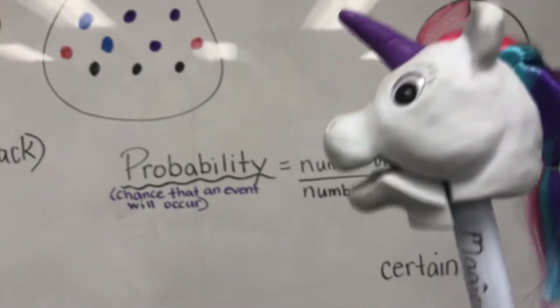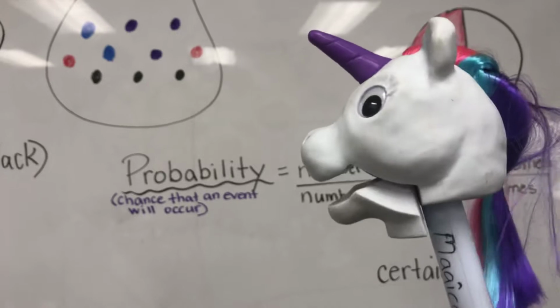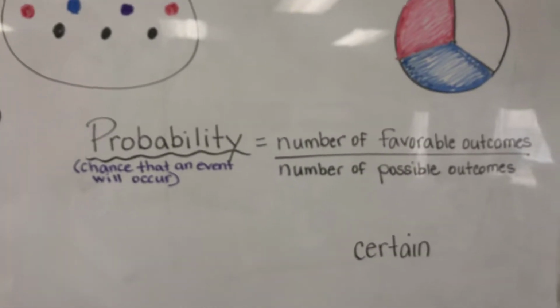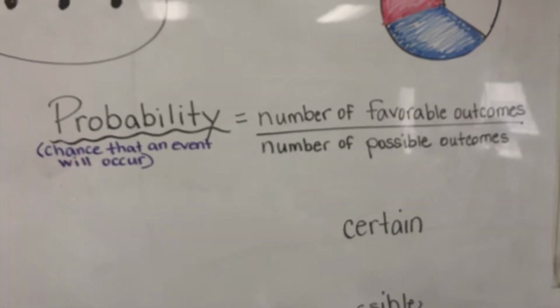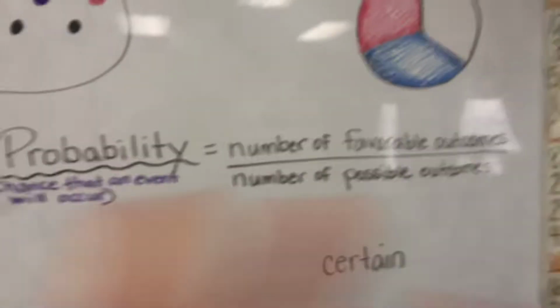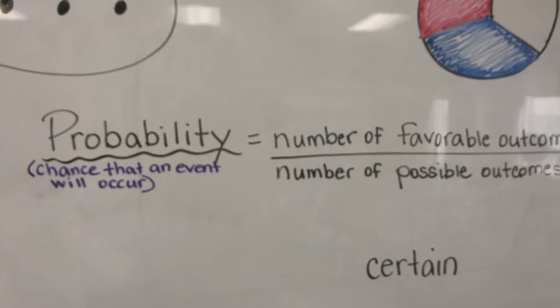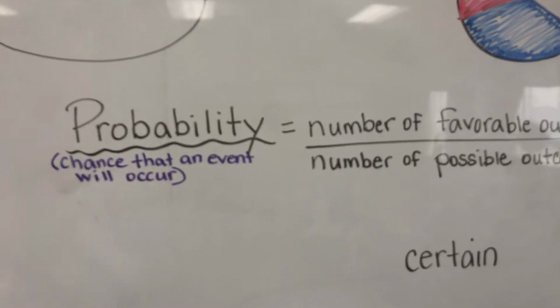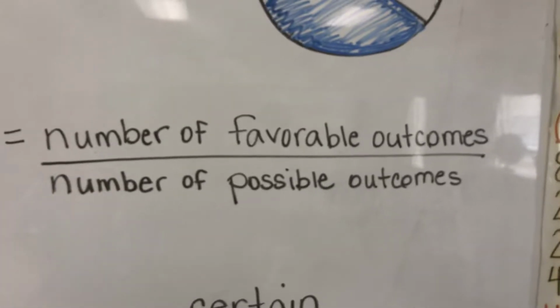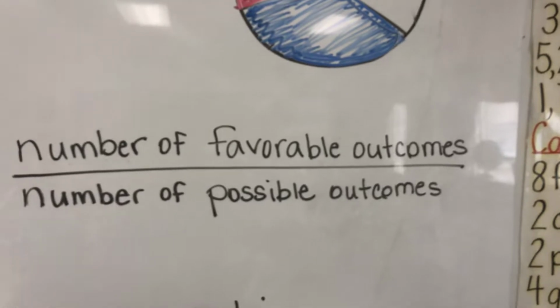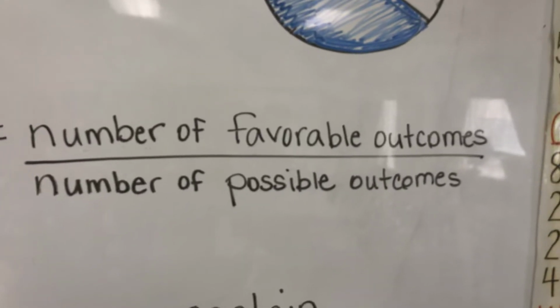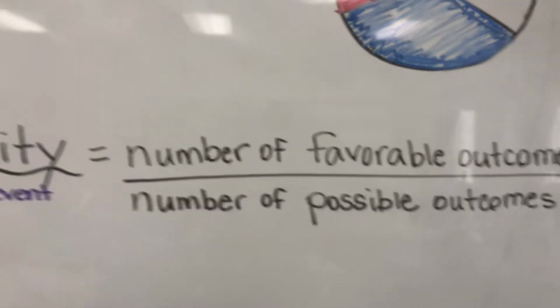Hello! Let's review probability. Hey scholars, I'm not going to do a long lesson today because we've already done probability, but I just want to review that probability is the chance that an event will occur. The numerator is the number of favorable outcomes over the denominator, the number of possible outcomes.